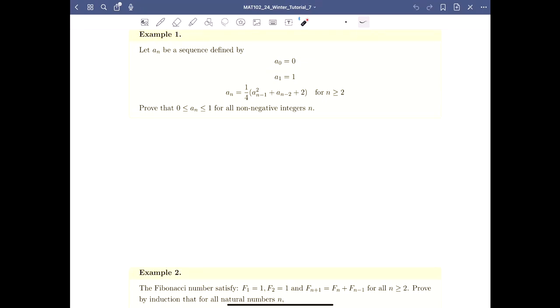Do we need regular induction or strong induction for this question? What do you think? Yes, this question we have to use strong induction. Some of you think it's because we have a recursive sequence which needs the previous two terms. Some of you think that's why we need strong induction. That's not the reason.